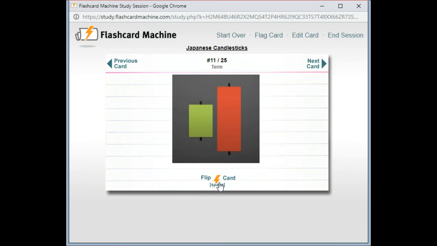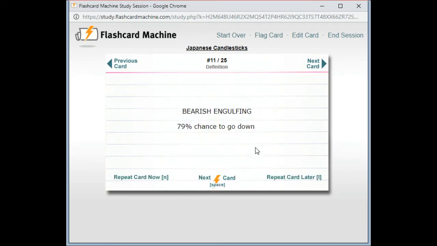Okay, bearish engulfing. This is actually very strong, especially on the longer term time frames, on your daily or your weekly. We saw very similar with Boeing recently. So, 79% chance to go down.